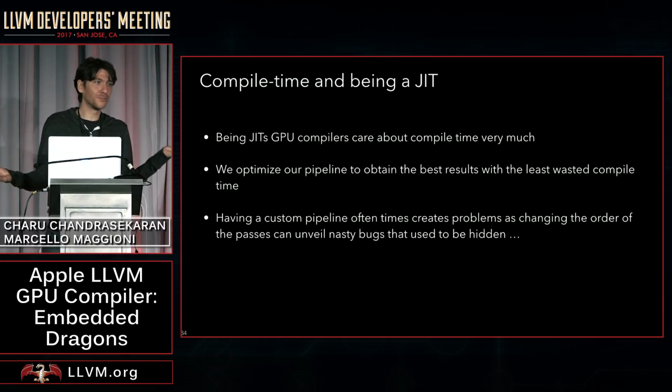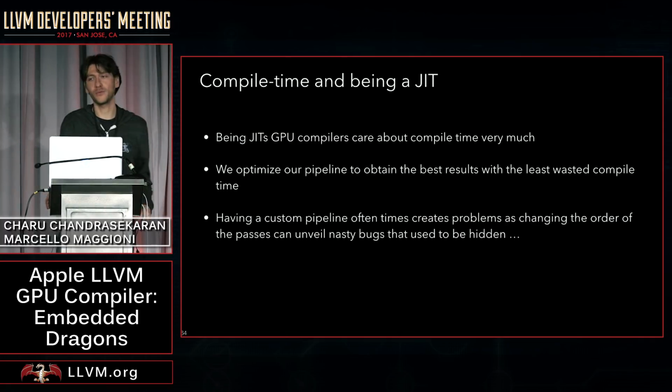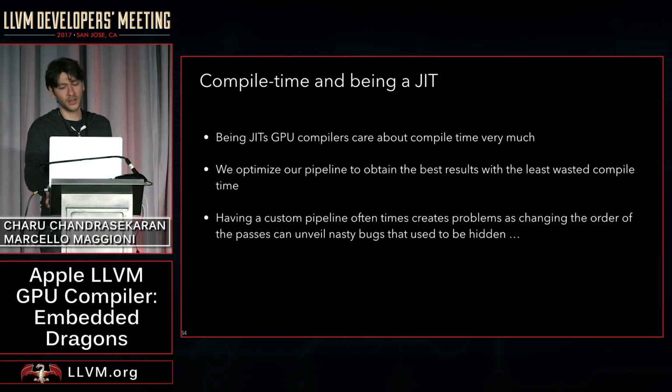And we have a custom pipeline, and we found different problems whenever we decided to run a pass in a different order with respect to what Clang or other more popular compilers do. Whenever we found such bugs, we had to fix them, and we did so in open source.